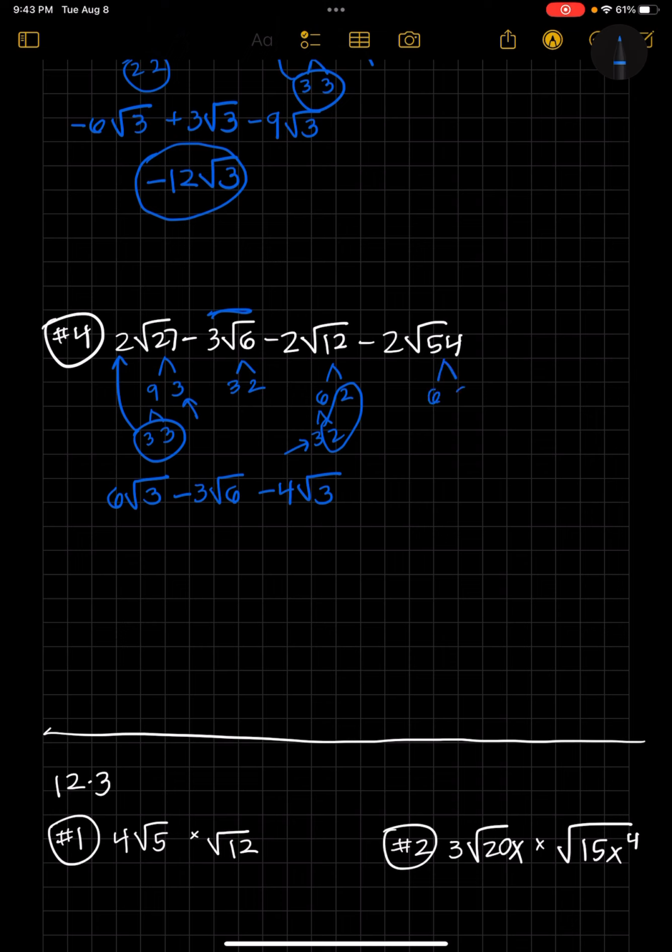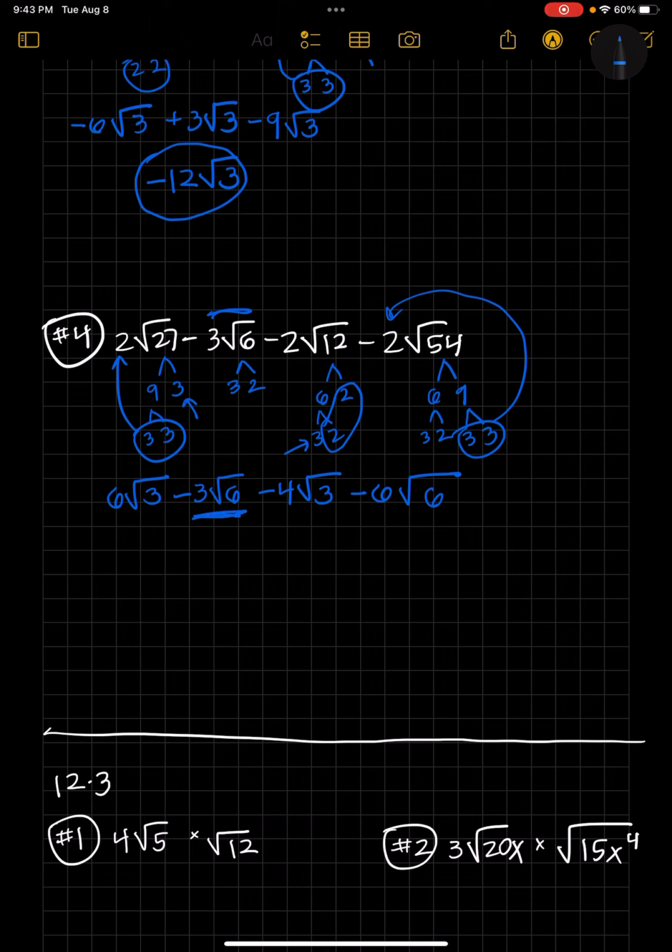54 is 6 times 9. 6 is 3 and 2. 9 is 3 and 3. I've got a pair of 3's right here, which gets multiplied by this negative 2, so I'd get negative 6 on the outside. Then on the inside, I'd have 3 and 2, so we multiply those two things, which gives me 6. So this is a good example of one where it's not all going to come into one square root, but you can combine some.